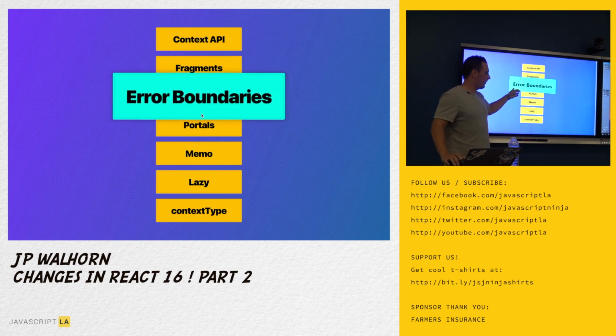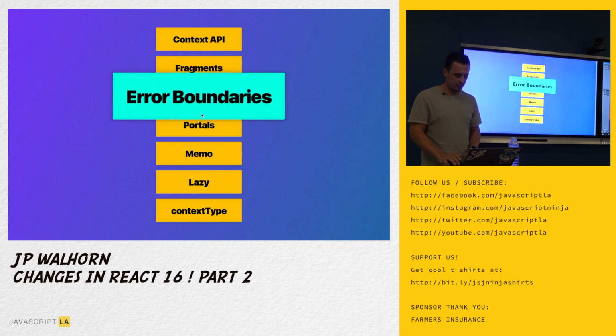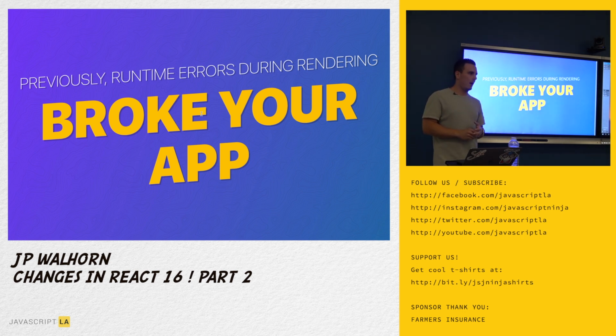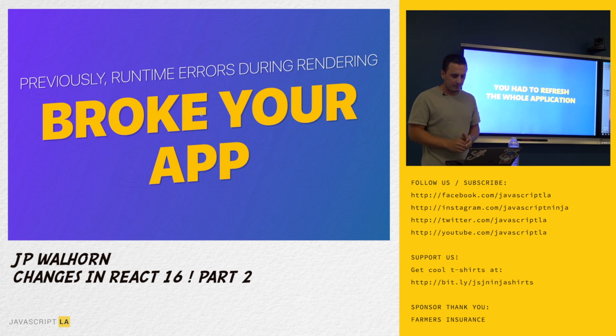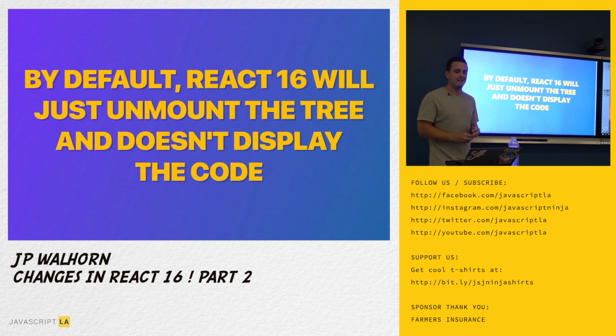So now we're going to go over to error boundaries, and that's one of my favorite topics actually as well in the React 16 changes. So previously, runtime errors during rendering broke your app. So you had to refresh your whole screen, nothing worked. If you had an uncaught error in production, your user was basically hopeless because they had to refresh their screen, but who thinks about refreshing their screen when something is broken? So by default now, React 16 will just unmount the tree and doesn't display the code. So what that means is, again, imagine a tree that has multiple elements.